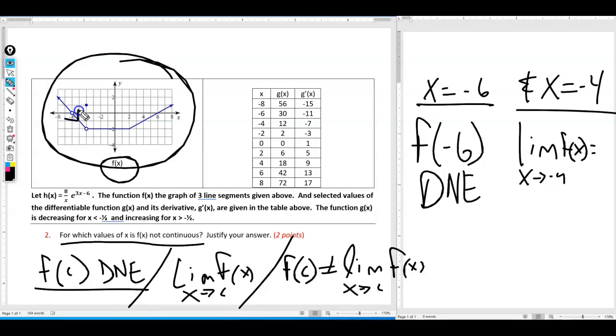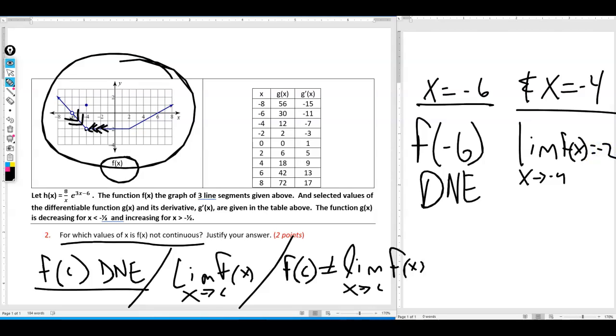So as you can see here, as I approach -4 from the left, it's approaching this spot, which is y equals -2. And as I approach it from the right, it's still approaching -2. So since it's approaching the same point from the left and right, -2, then we say that the limit exists, and the limit therefore would be -2.